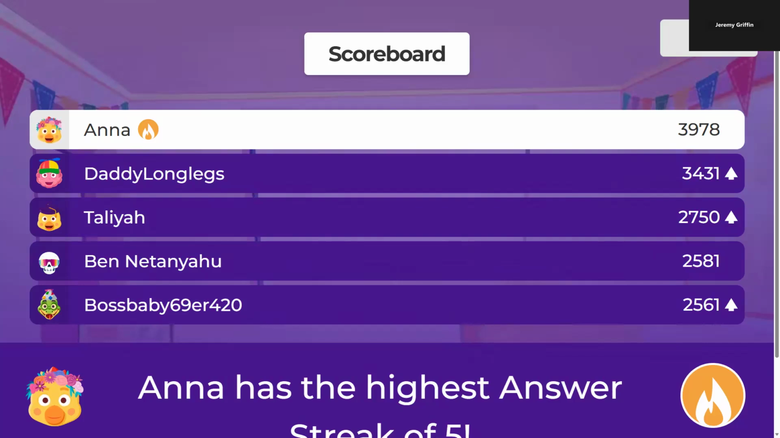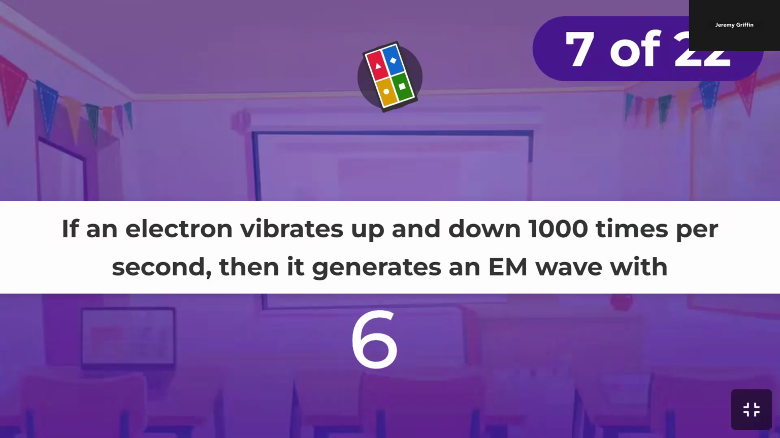Boss baby, Netanyahu, Talia, got long legs, Anna. I don't know why it's cut off at the bottom. Sorry about that.